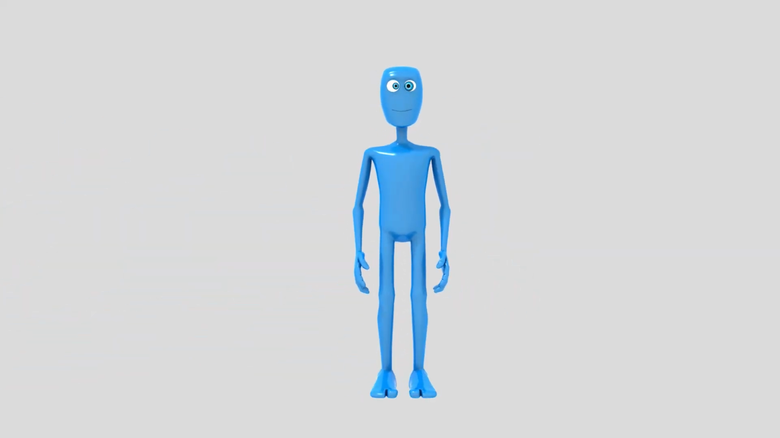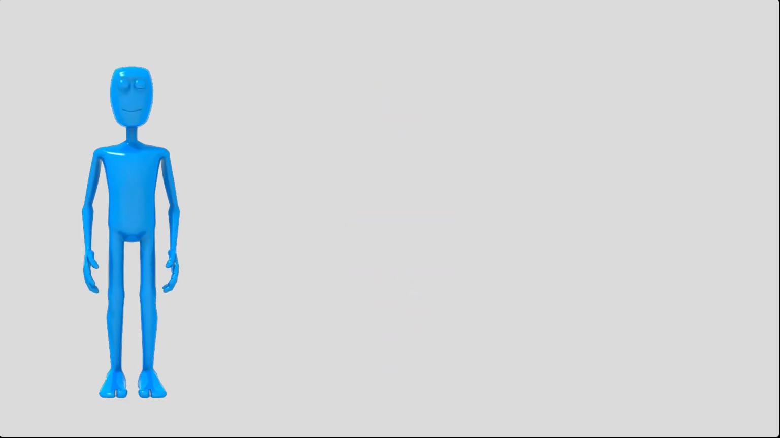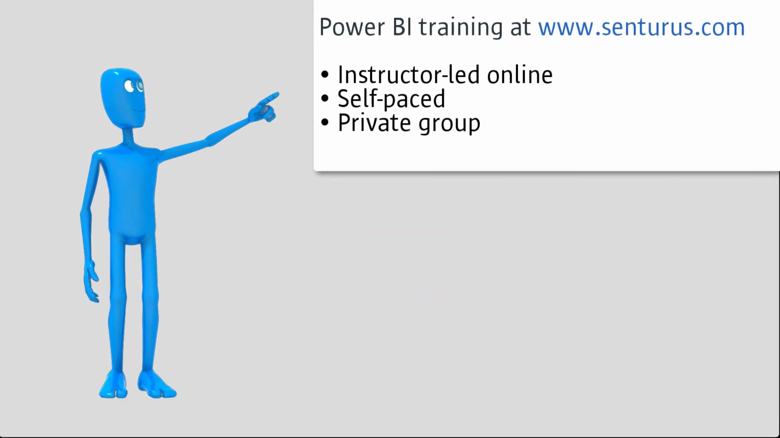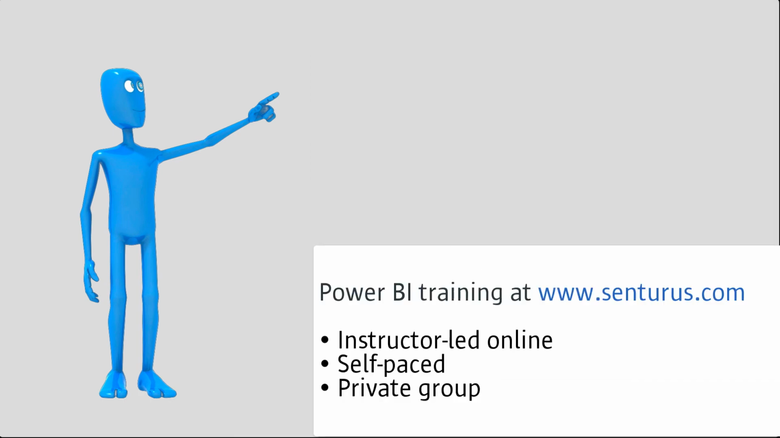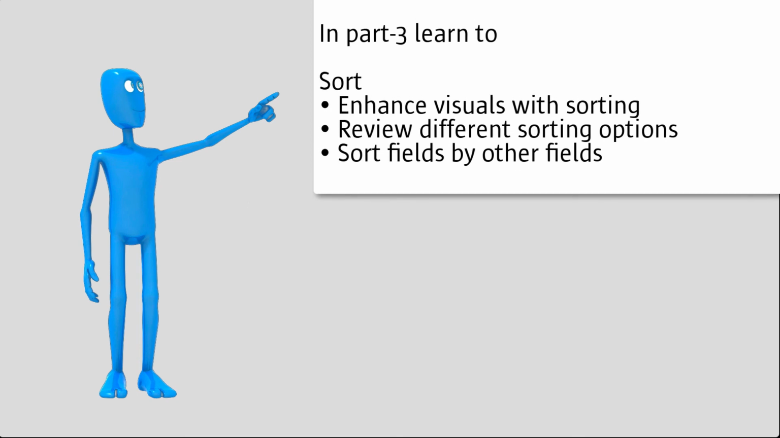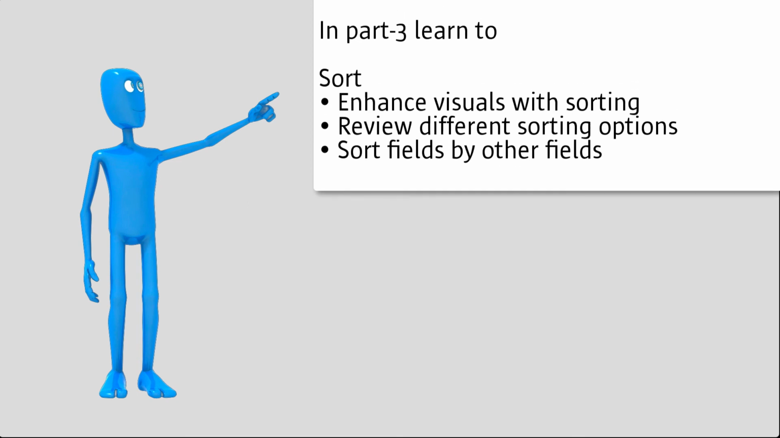That concludes this module where we brought data into Power BI Desktop. We set the default formatting and aggregation properties, and we use that data to create a basic visualization. Tune in to our next video where we'll enhance the visualization through sorting.